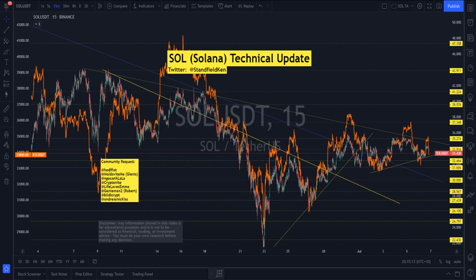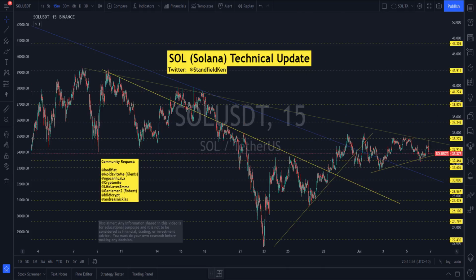Let's check out Solana. SOL. Look at Bitcoin's fingerprint, how it plays out all the time. Every single coin. It's really astounding how much of a lord this is. Solana is currently trading at 33,400. It has support below at 32.464 and 31,604. It has resistance above at 35,274 and then lighter at 37,348.